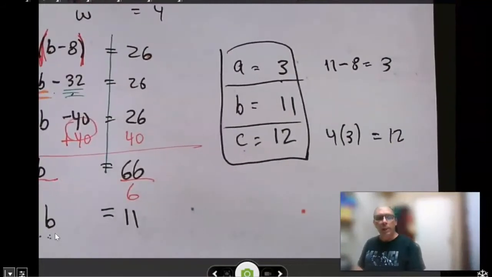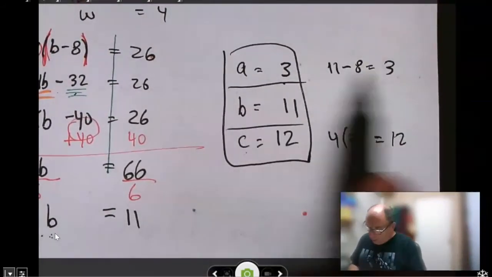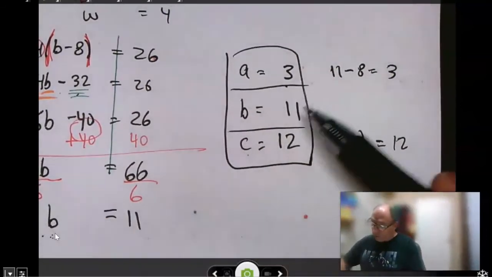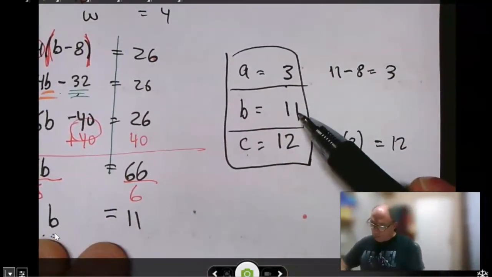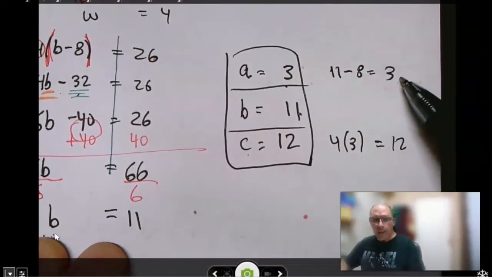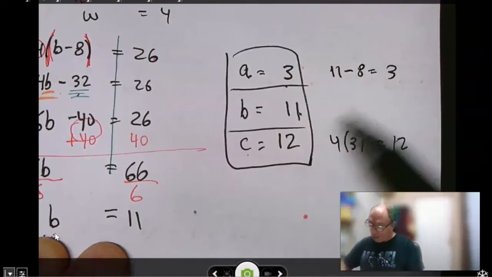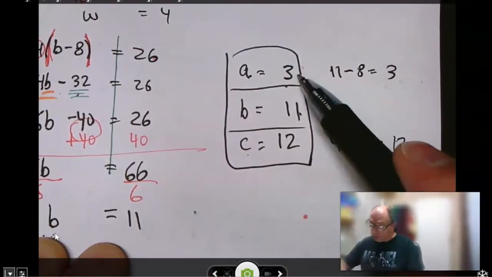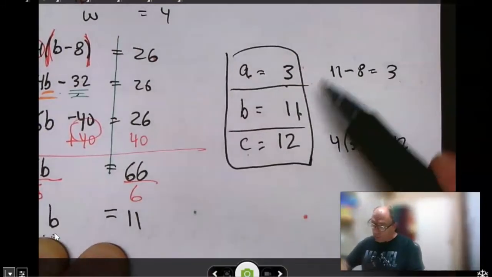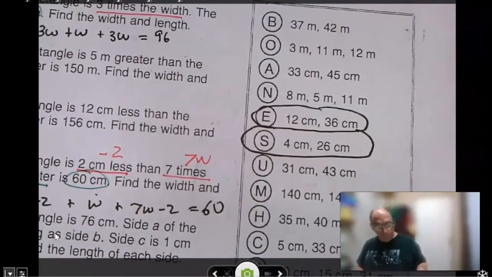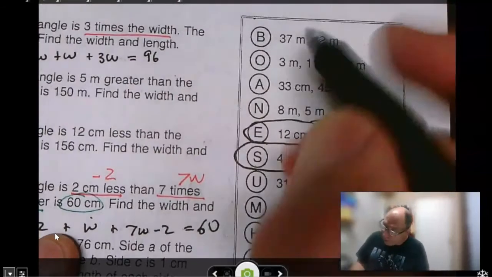Well, I guess I didn't let you see that, did I? 3, 11, 12. Here's side 2, which we figured out. The first side was 8 shorter than that second side. It's 3. And the last side was 4 times longer than the first side, or 12. So 3, 11, 12. Let's look for it on the other side. 3, 11, 12. And it's right up at the top here.